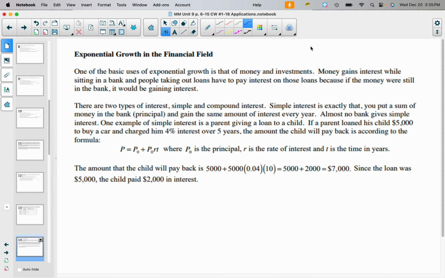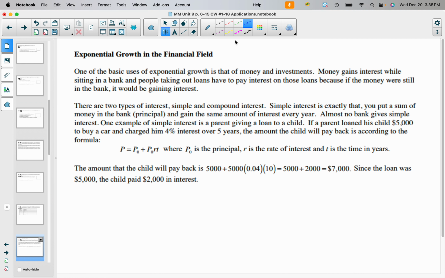Today we're going to talk about finances, exponential growth, and how we see that in the financial field. When you borrow money from a bank, you have to pay interest. If you put your money in an account at the bank, some type of savings account, then you earn interest. So we're looking at different kinds of interest.